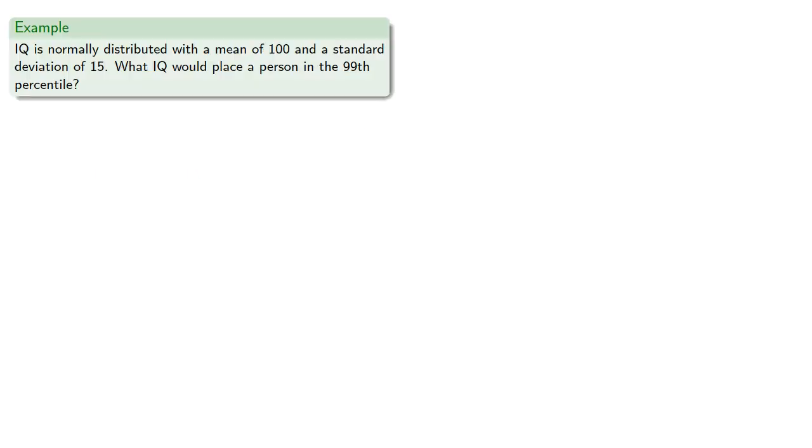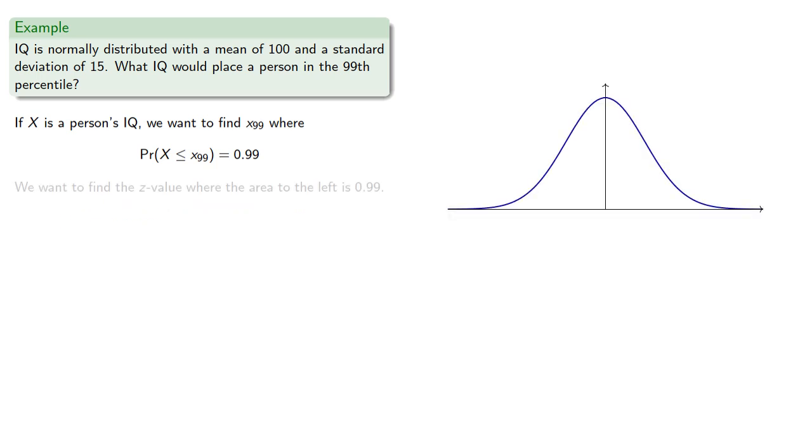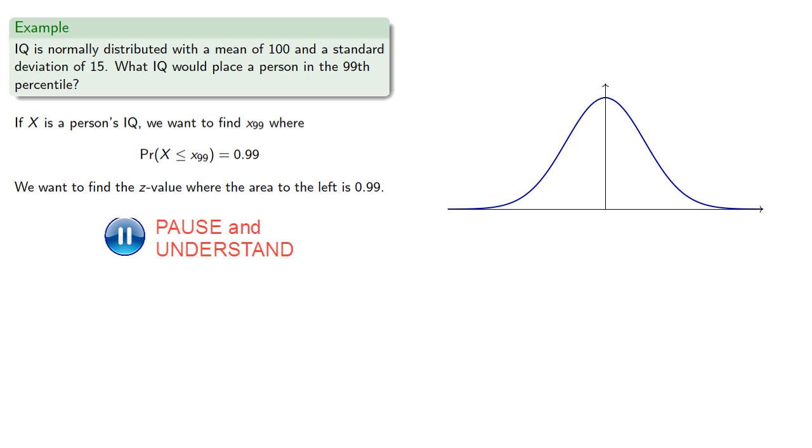IQ is normally distributed with a mean of 100 and standard deviation of 15. So what IQ would place a person in the 99th percentile? If X is a person's IQ, we want to find our X99, where the probability that X is less than this 99th percentile is 0.99. We want to find the Z value where the area to the left is 0.99.